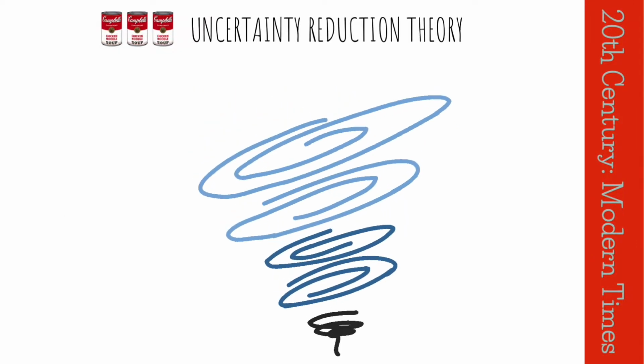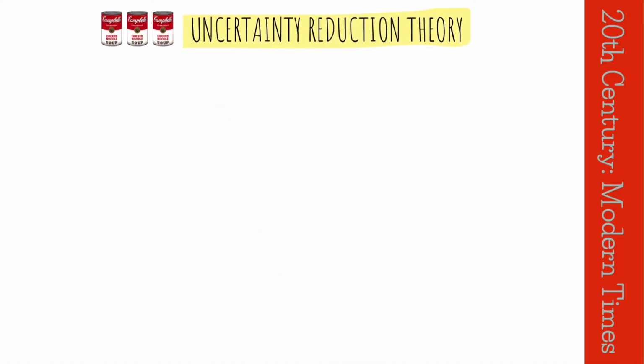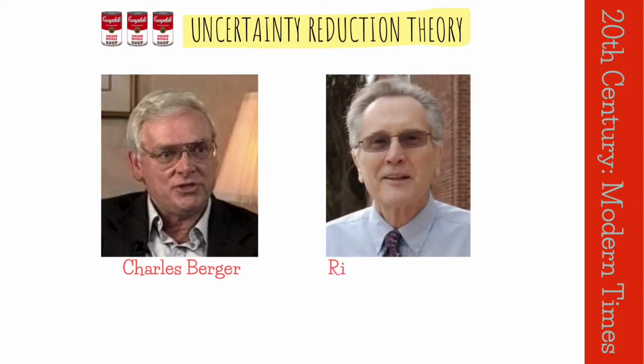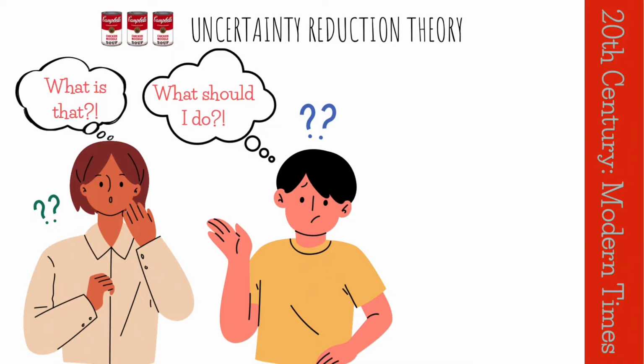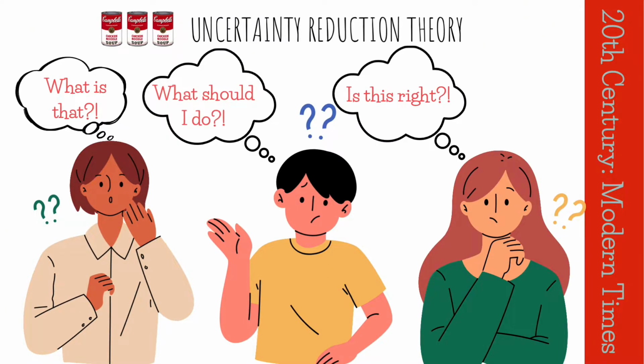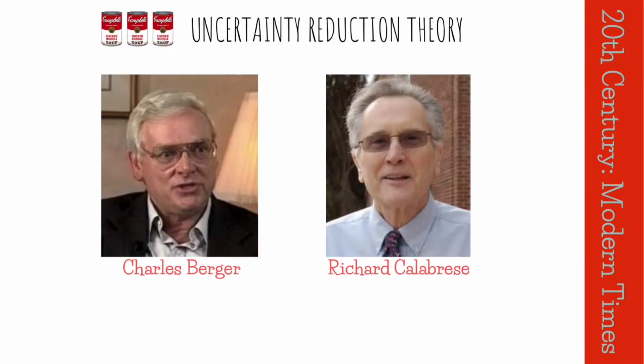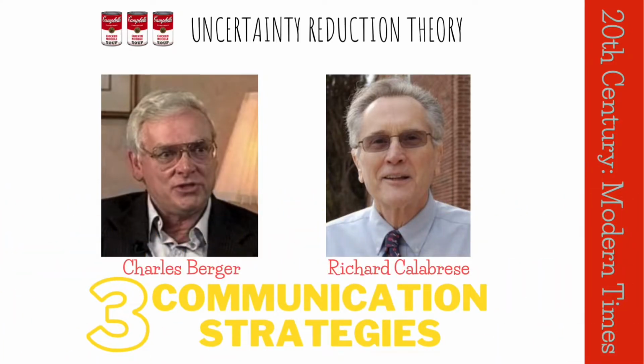To dive deeper into this concept, let's explore the uncertainty reduction theory as proposed by Berger and Calabrese. According to this theory, we all grapple with a persistent sense of uncertainty about the world and our role within it, and the cultural norms that govern our actions. So, how do we confront this uncertainty? Berger and Calabrese present three main communication strategies, and let's illustrate them with a relatable example.